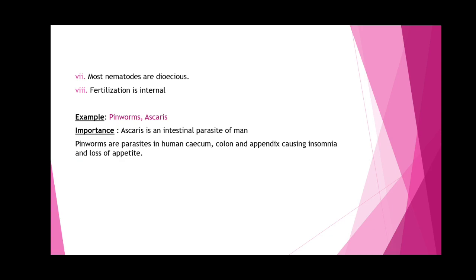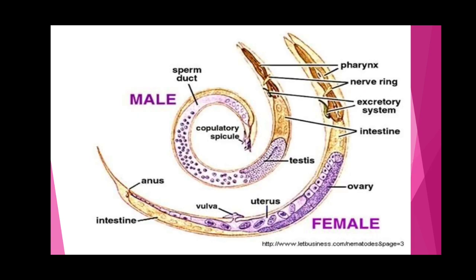Ascaris in the same way is found in the intestine of the man. Now you can see the nematodes, the male and the female one. The sexes are separate. They have proper structures. For example, in the female, you can see the ovary where eggs will be produced, uterus, anus, vulva. All these are the structures which are found in the reproductive systems.